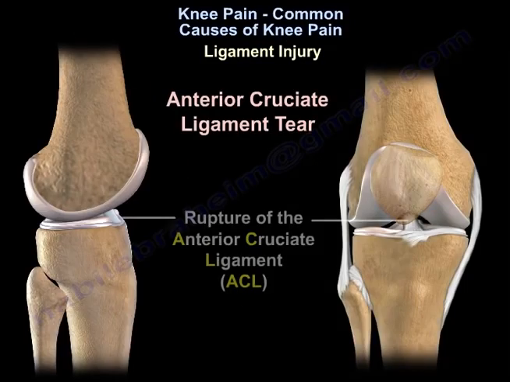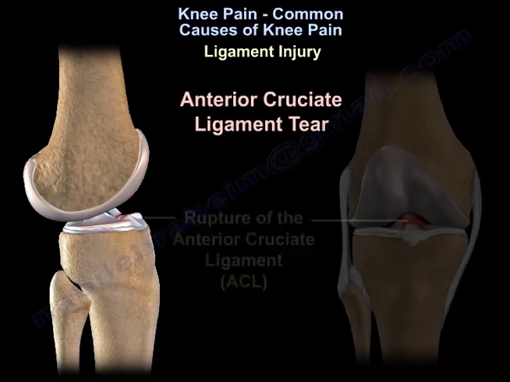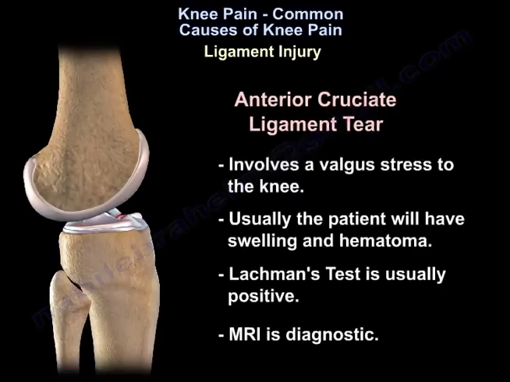Here, an example of an injury of the anterior cruciate ligament. It involves valgus stress to the knee. Usually, the patient will have a swelling and hematoma. Blackman test is usually positive, and the MRI is diagnostic.